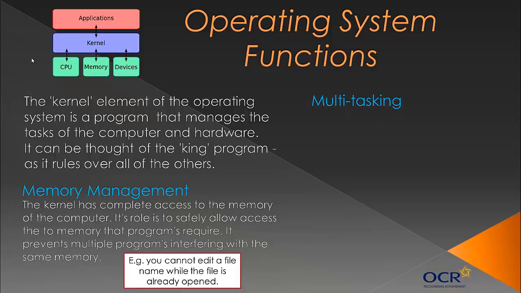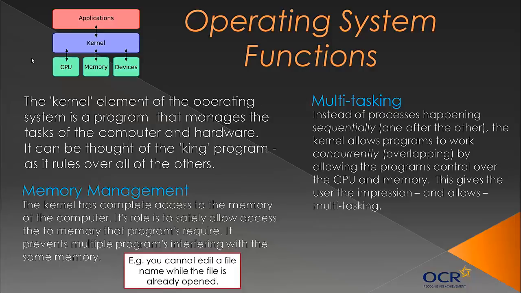Also, it plays an important role in multitasking on the computer. Instead of processes happening sequentially, which simply means one after the other, so instead of the processor ticking off a list of processes and doing them one after each other, the kernel does allow programs to work concurrently, and concurrently means they can overlap. So they're not running in parallel, each at the same time, but they are overlapping slightly. One program is using one function of the CPU at one time, and then another program is using another section of the CPU to do something, and the kernel allows this to happen.